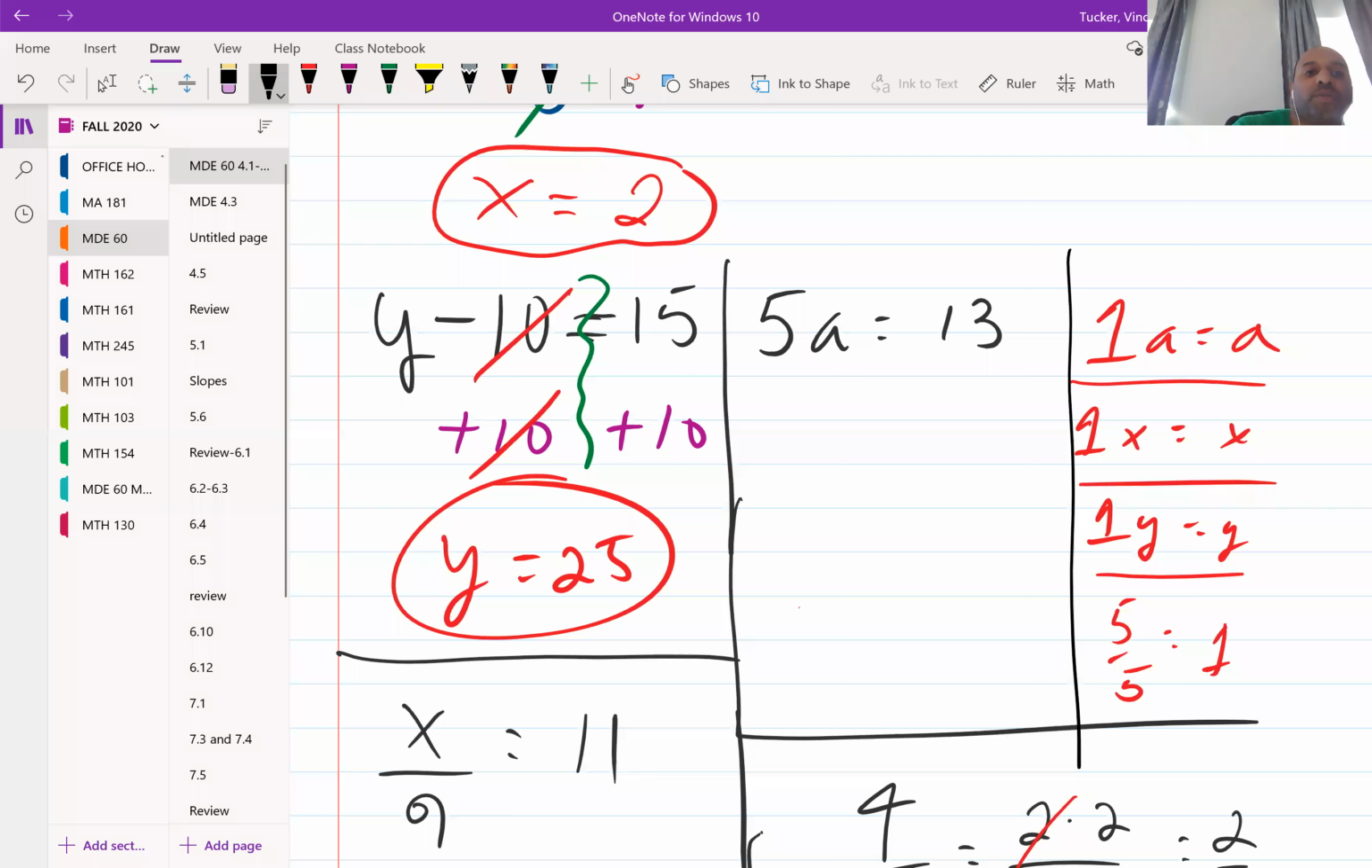All right, so the next one, we have 5a equal to 13. So that's 5 times a. In order to solve for a, I need to divide by 5. The 5's cancel. a is equal to 13 over 5. I'm going to keep my red.